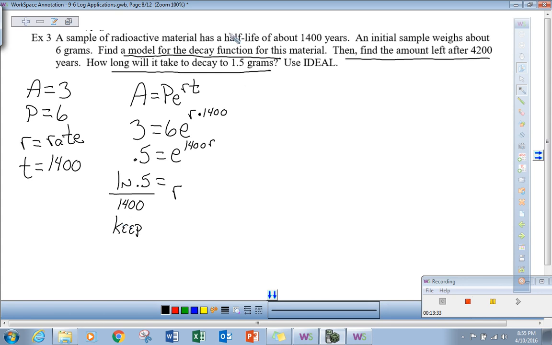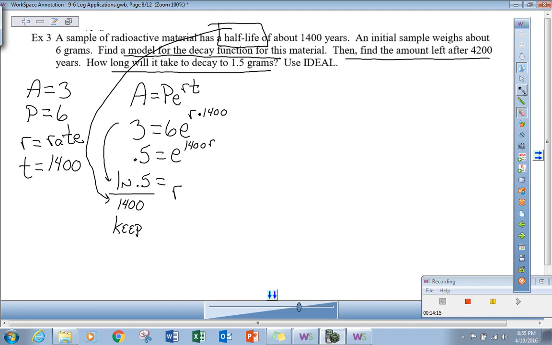Now, the shortcut only works on half-lives. Check this out. It says it had a half-life of about 1,400 years. Well, look at what we come up with after all this work. I had the natural log of 0.5 over 1,400 years. Whenever you're dealing with half-life, it'll always be the natural log of 0.5 over whatever your half-life is. We'll do another one in the next example, and we'll use that little shortcut.